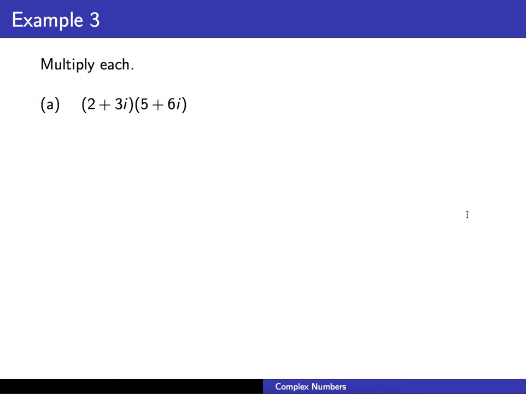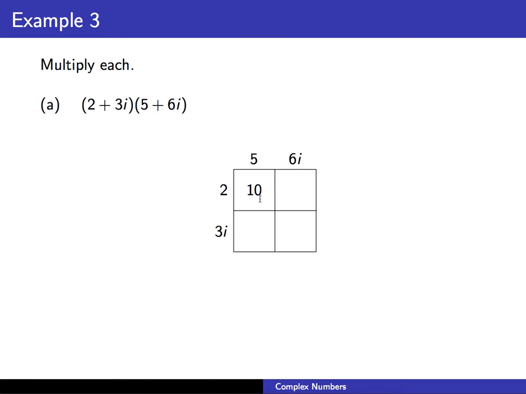All right, example 3, we're going to multiply each. We have (2 + 3i) times (5 + 6i). I like to multiply using boxes, or some people call this the lattice method, whatever you call it, it doesn't really matter. This just helps keep me organized to make sure I don't lose track of anything. On the far left outside the box, I have the 2 + 3i, and on top, I have 5 + 6i. It doesn't matter what order they go in. To get what's inside each box, we multiply whatever's in that row by whatever's in that column. So 2 times 5 gives us 10.